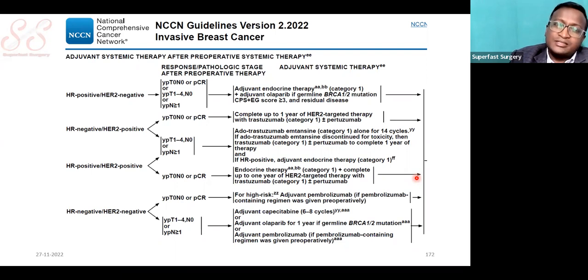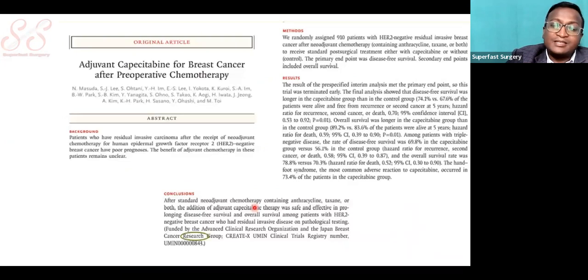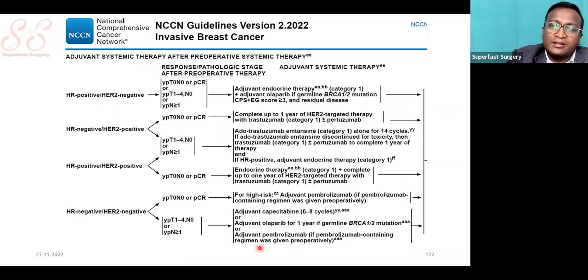If there is no residual disease, we'll continue the remaining part of the treatment. If there is residual disease in triple negative breast cancer, then we'll give adjuvant capecitabine. But if there is no residual disease, chemotherapy is not given. Hormonal therapy is given based on the hormone receptor, but because this is triple negative breast cancer, no hormonal therapy, only capecitabine, and olaparib is given, and also pembrolizumab for triple negative.